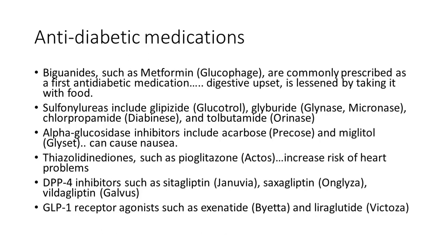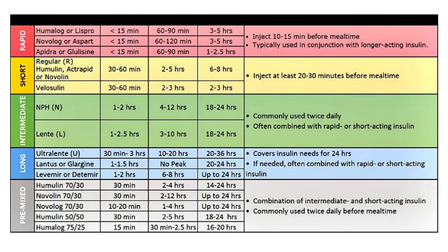DPP-4 inhibitors. Januvia is one that we see most often. These are the new insulin types. And then GLP-1 receptor agonists like Byetta and Victoza. These are the newer treatments for diabetes. I do want you guys to review this.